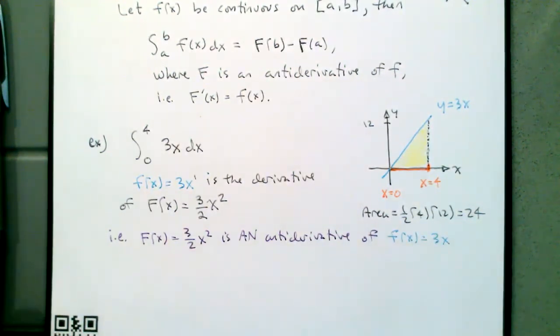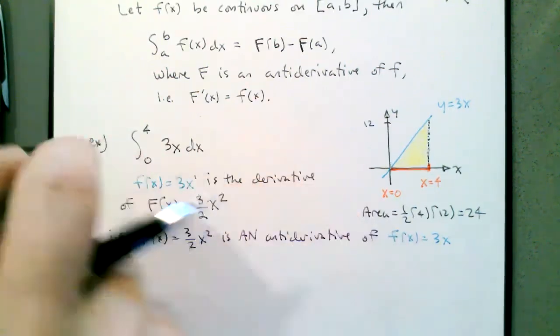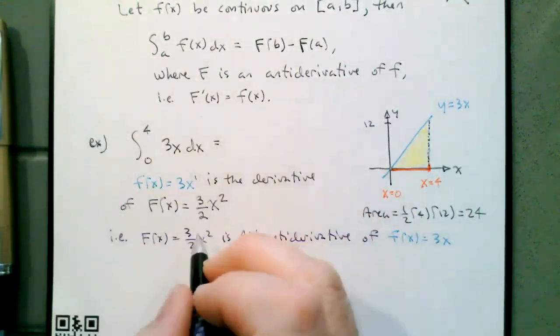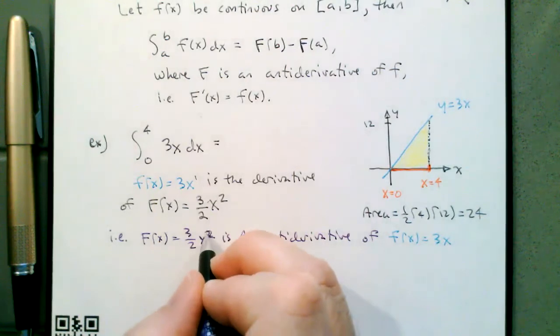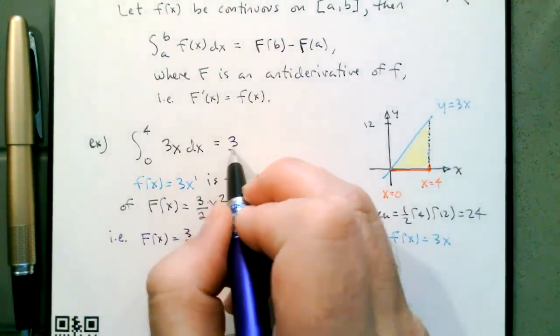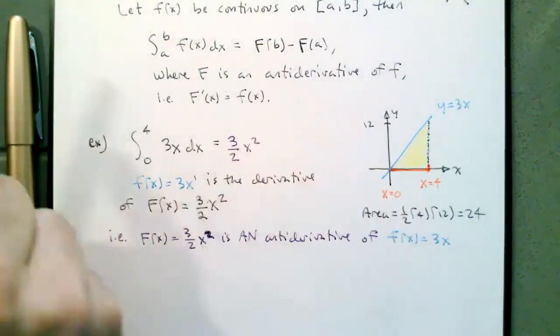Because if we take the derivative of 3/2 x squared, we get 3x. So what we want to do is evaluate the function 3/2 x squared from 0 to 4, and then subtract 3/2 x squared at 0. The way we can write that is we're going to take 3/2 x squared.